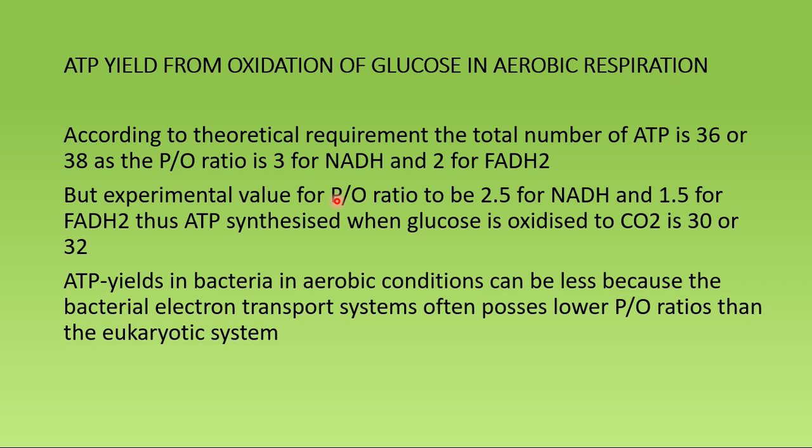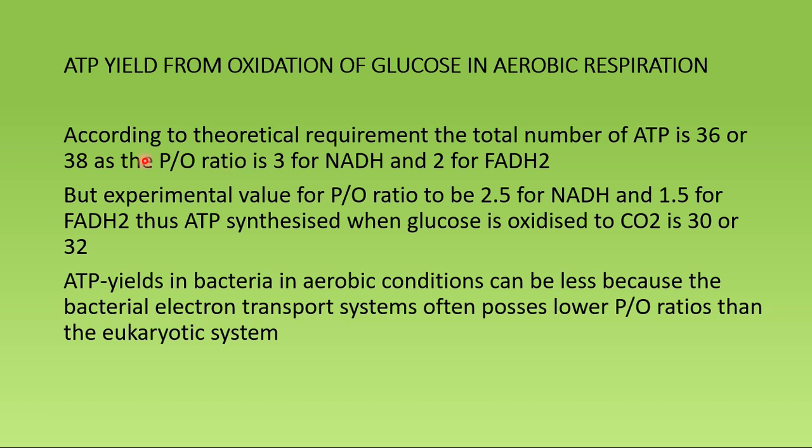In the previous part of aerobic respiration, I told you that 36 or 38 ATP are produced, but that is only the theoretical value, giving the estimation of complete oxidation of the glucose molecule. But experimentally, it was proved that we only get 32 or 30 ATP from the oxidation of one glucose molecule. So what is the variation between the theoretical and the experimental?